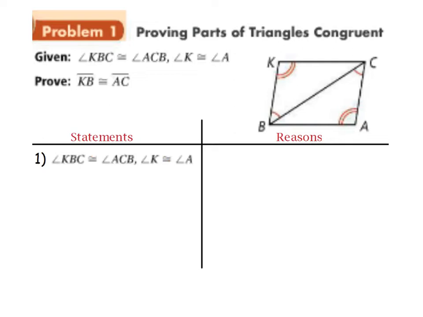I have 2 congruences right now. That's given. It's already marked in the picture for me. I'm looking for one more set of congruents so I can prove the triangles congruent. All right, it's the old sharing a side thing. So I got BC is congruent to BC. That's the reflexive property.